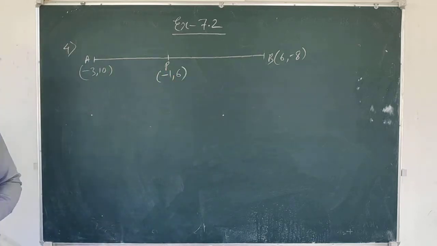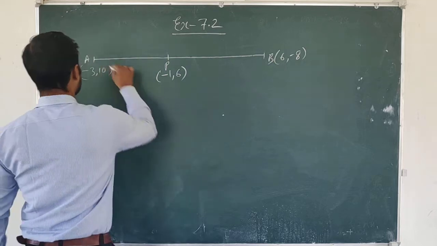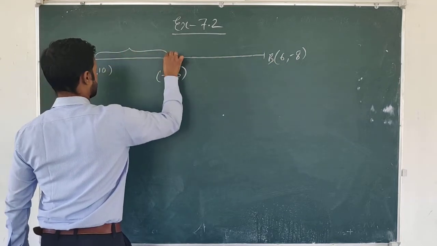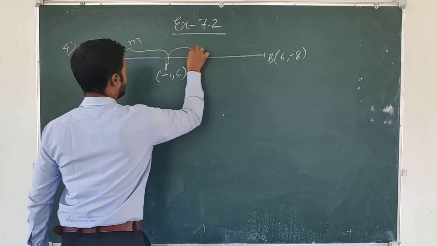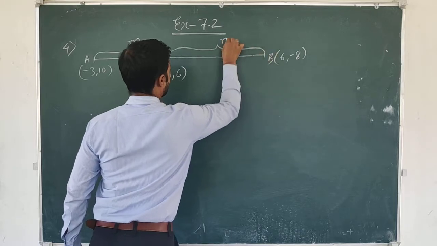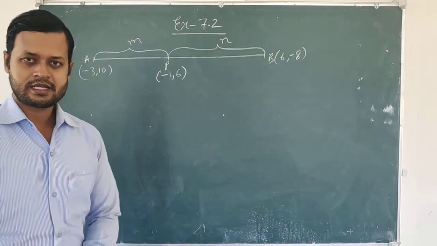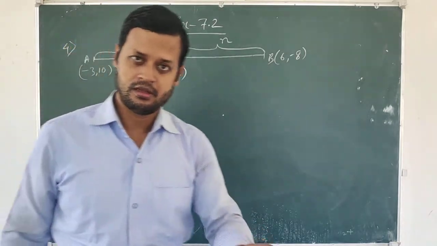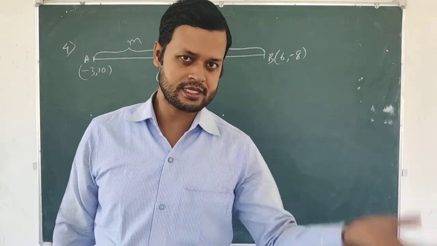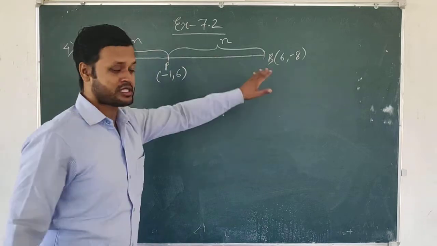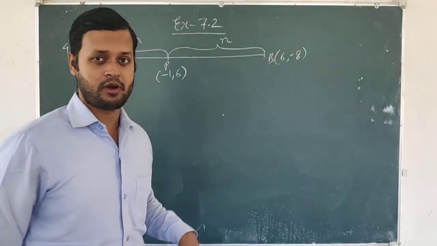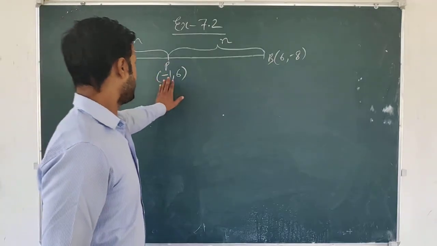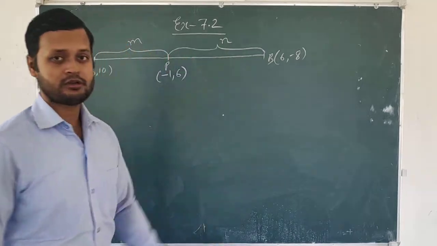Now the coordinates of this point P are given to us. Now we need to find the ratio, this ratio m is to n. In the last sum, the ratio was given. Just recall it. There the ratio is given, and we need to find the coordinates of this point P. Here the coordinates of this point P are given, but we need to find the ratio.